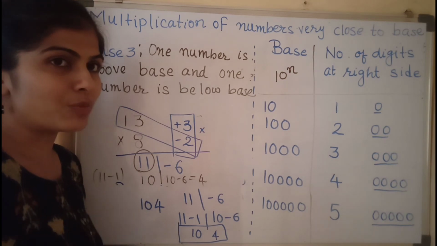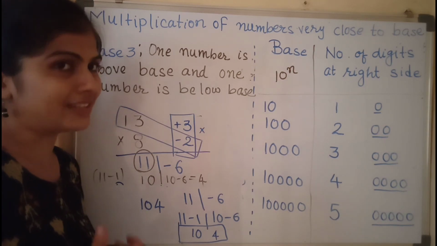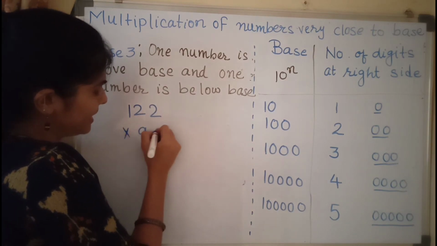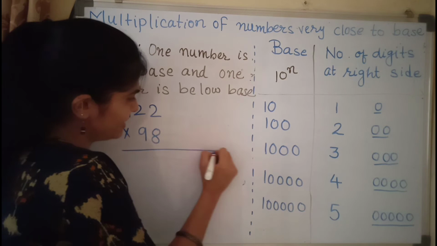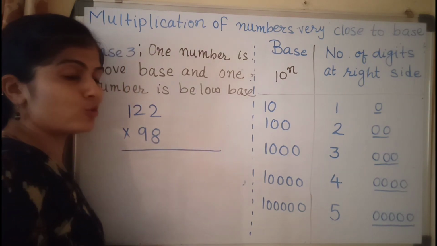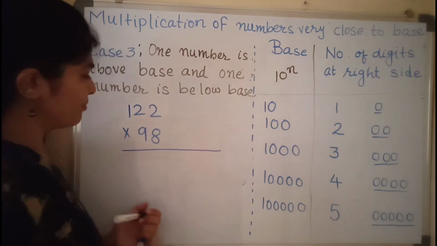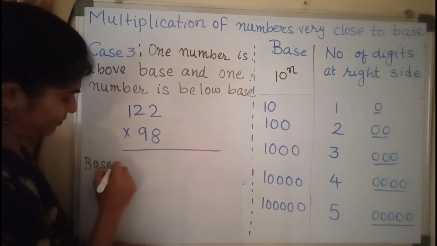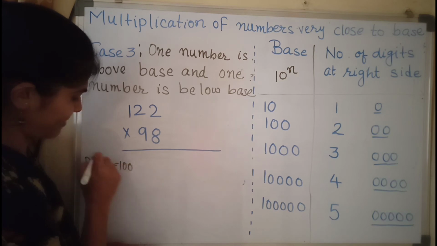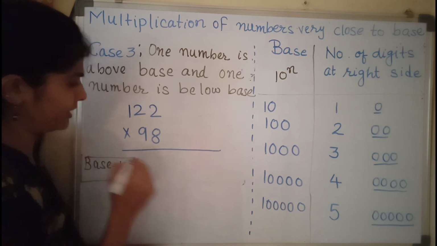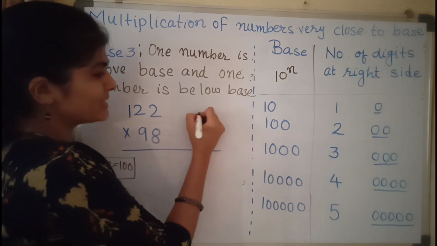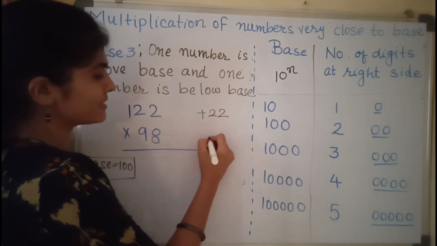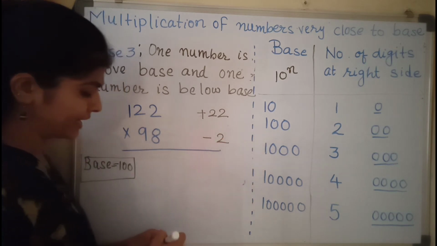I will explain one more example so you can have a clear idea. Let's say 122 times 98. You can see that both the numbers are closer to 100. So base is how much? Our base is 100, right? I am going to write it on the side only. Now, how much is the deviation? It is 22 more than the base, so plus 22, and this is 2 lesser, so negative 2.